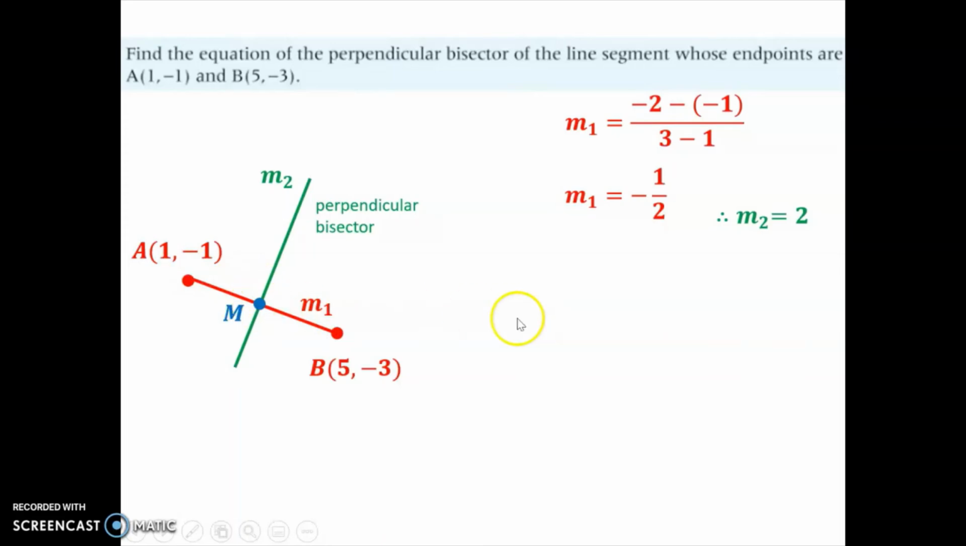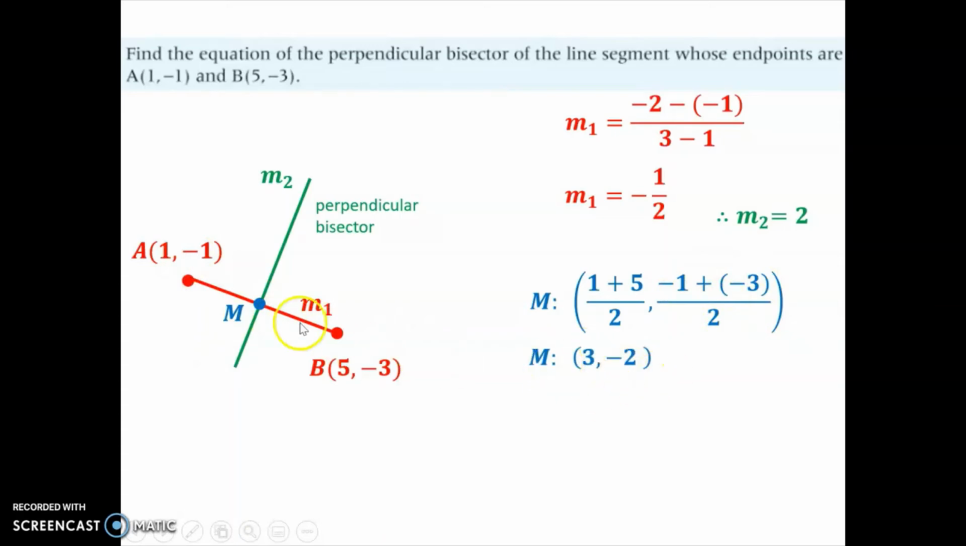Do you remember how to find midpoints? Okay, using the midpoint formula. Remember, an average of the x values and an average of the y values. And we're taking these values here. So the midpoint is at (3, -2). So now you know a midpoint, you know a point on the green line, and you know the slope of the green line. Knowing a point and a slope is enough to find the equation.